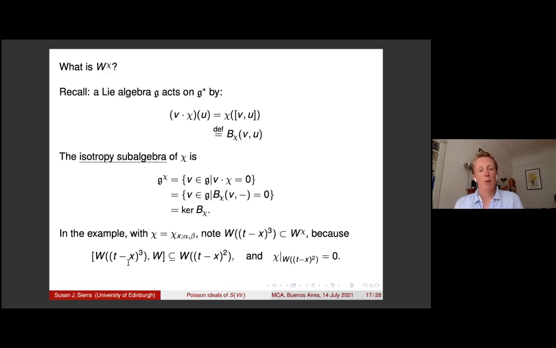So in the example chi, I'm not going to compute the isotropy subalgebra in full, but notice that it contains all the multiples of t minus x cubed, right? Because when I bracket a multiple of t minus x cubed with anything, I get a multiple of t minus x squared. And we saw that this function chi vanished on all multiples of t minus x squared. So again, here we've got the isotropy subalgebra having finite codimension, which is the third equivalent condition in our theorem.